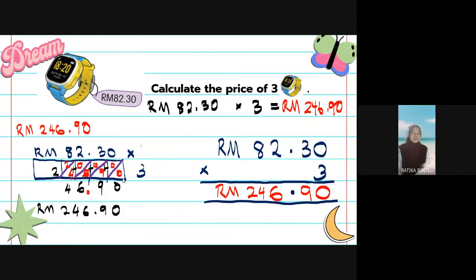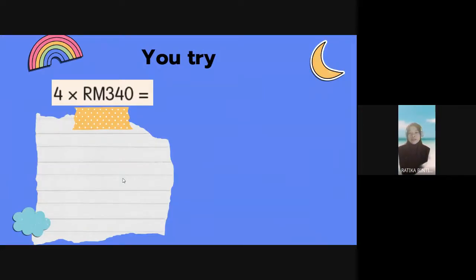Okay. Next. You try. 340 ringgit. 4 times 340 ringgit. 4 multiplied by 340. You try.